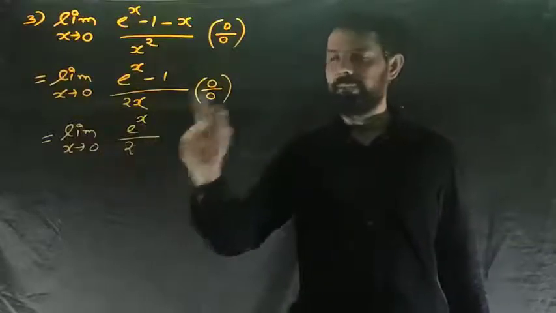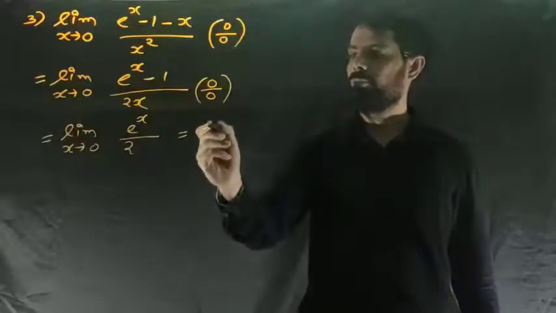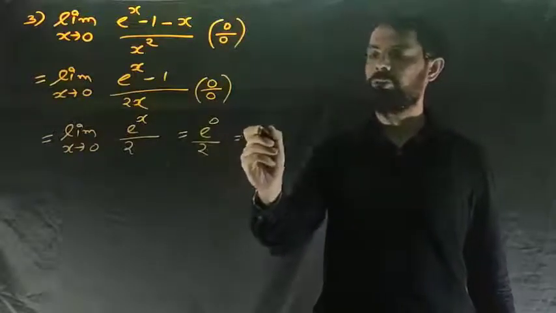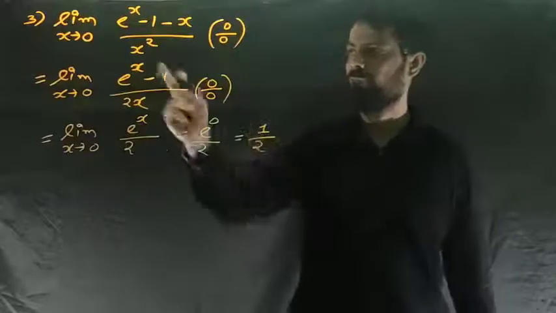Now just replacing x by 0, it will be e raised to 0 divided by 2, and the value of e raised to 0 is 1, so it is 1 divided by 2. So this is our final answer to this question.